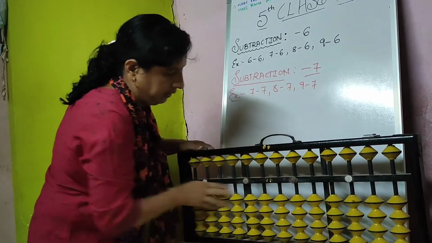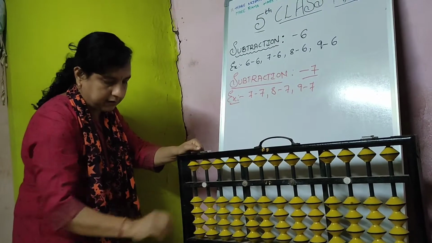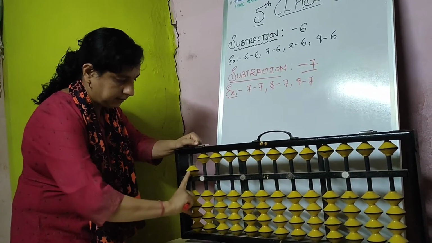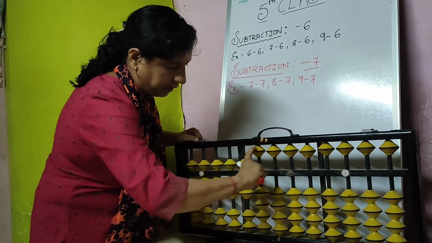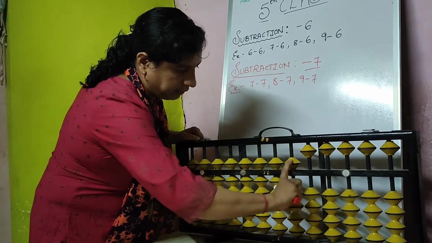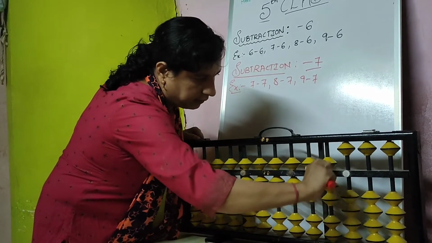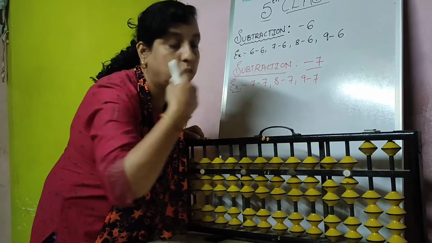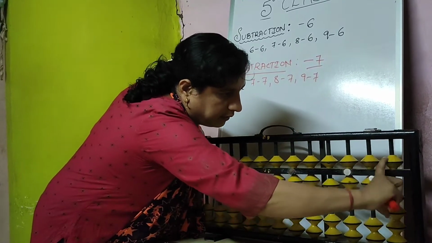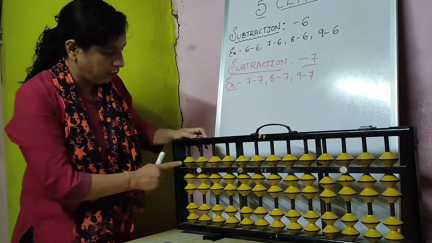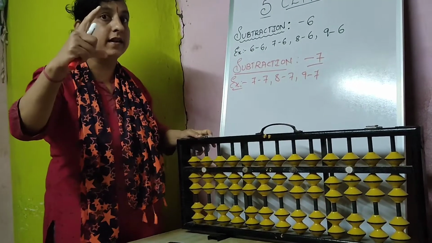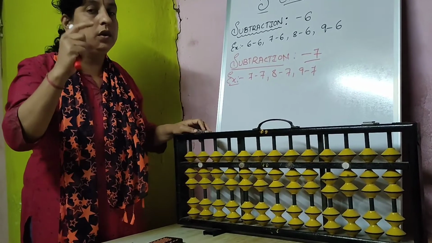First clean the abacus. Then 7. Hold the pencil. 7: one upper bead, 2 lower beads. You know how to do 7. Always say and do. 7. Then the next number is minus 6. How to do minus 6? 1 upper bead, 1 lower bead you have to cancel.